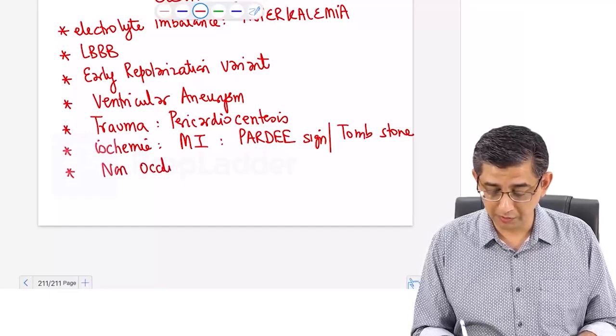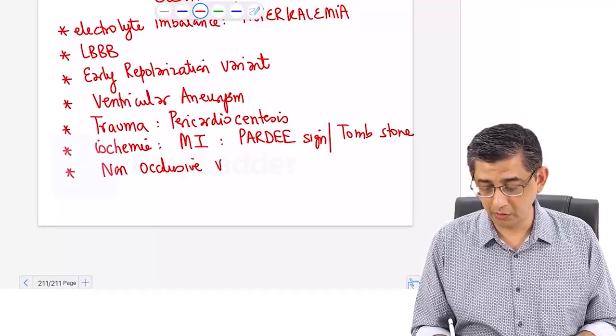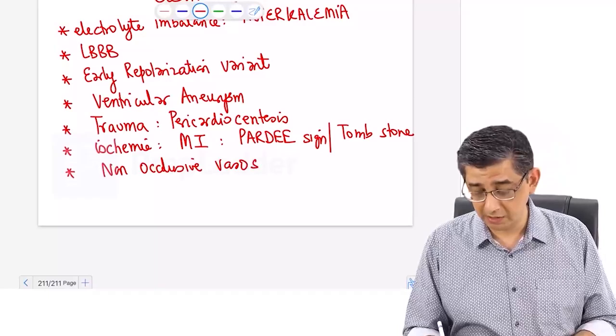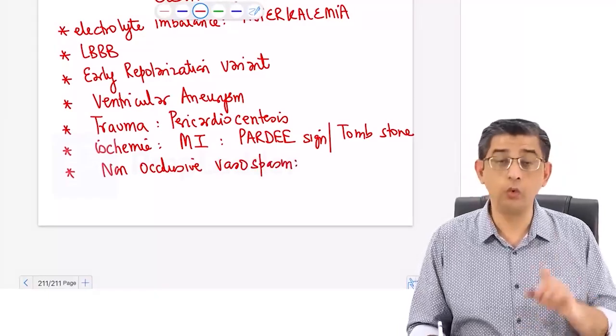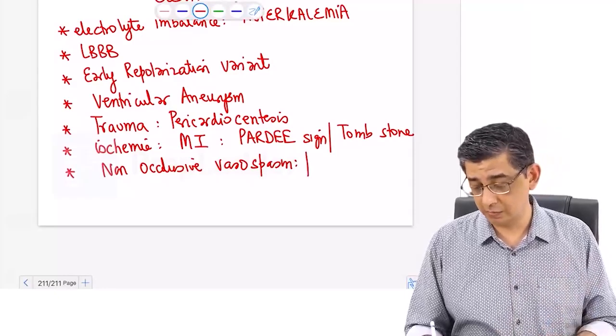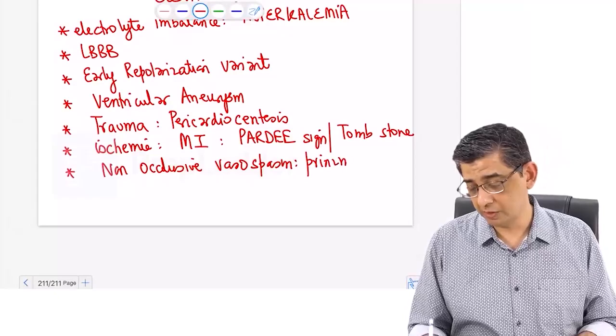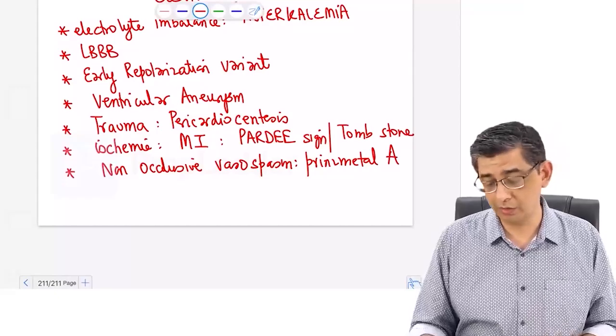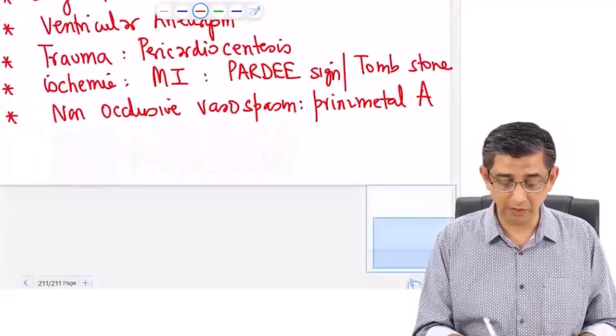This is non-occlusive vasospasm. Now, I hope you recall non-occlusive vasospasm is going to be Prinzmetal angina. And when I described Prinzmetal angina, I said the only angina having ST elevation is Prinzmetal angina. Please remember, the non-occlusive vasospasm wording was written just because Prinzmetal angina was not able to fit into the mnemonic. So I've used an alternative terminology here.